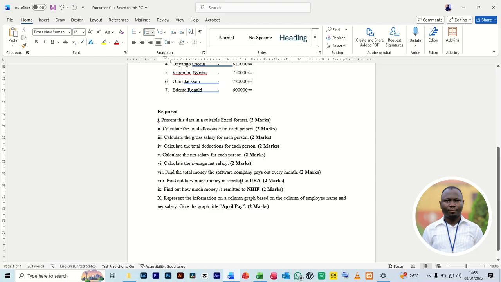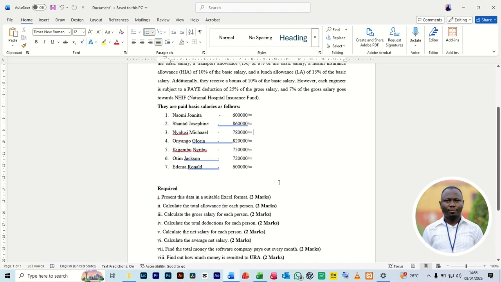find out how much money is remitted into URA, find out how much money is remitted into NHIF. Then lastly, represent this information on a column graph based on the column of employee's name and net salary. Give the graph the title April Pay. So this is what we're supposed to do.